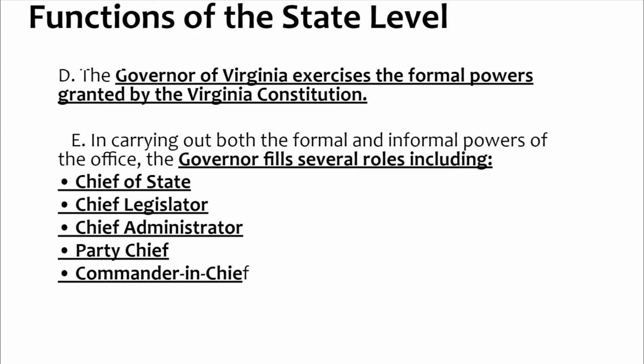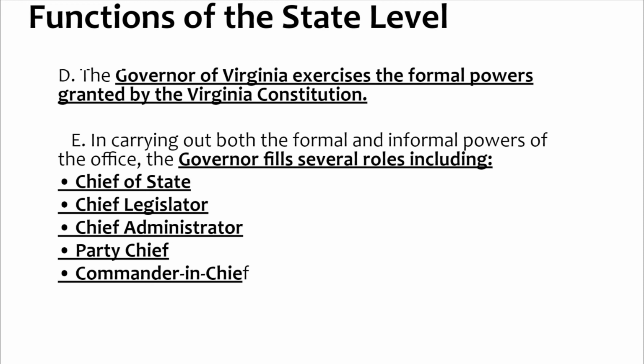So, what's the function at the state level for the executive? The governor's main function is to exercise the formal powers granted by the Constitution. The governor does this with formal and informal powers, but the primary things we look at are like those many hats the president wears. The governor has chief of state, chief legislator, chief administrator, party chief, and commander in chief. Some of you might say, wait a minute, commander in chief, isn't that the president's job? While it is, we do want to take note that this is the commander in chief of the National Guard within the state of Virginia. Okay.